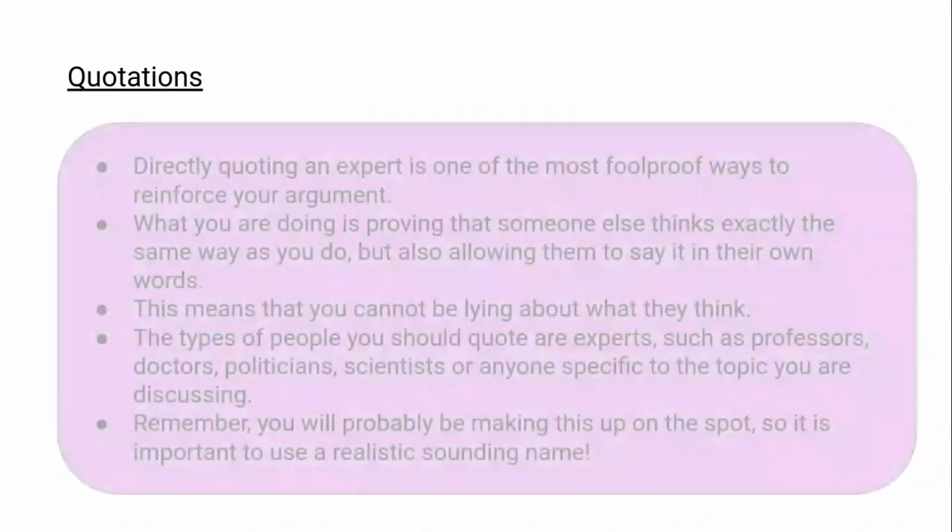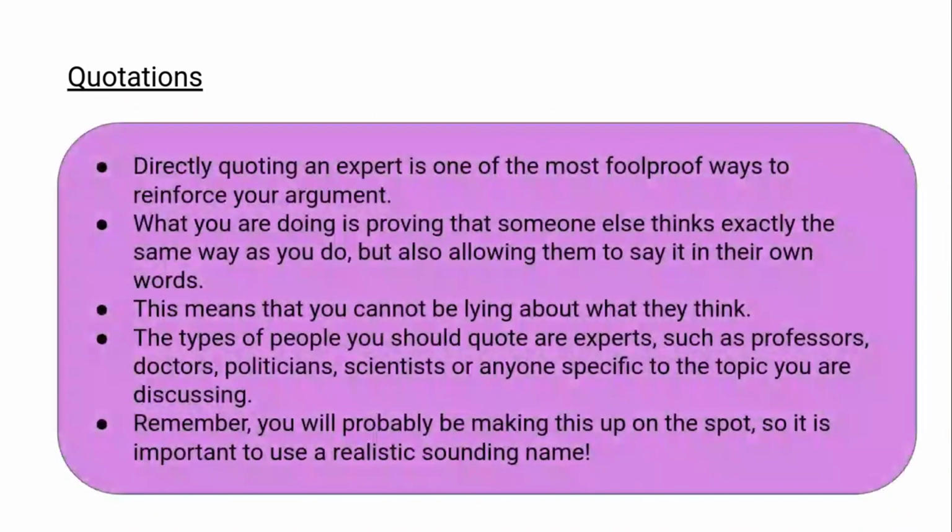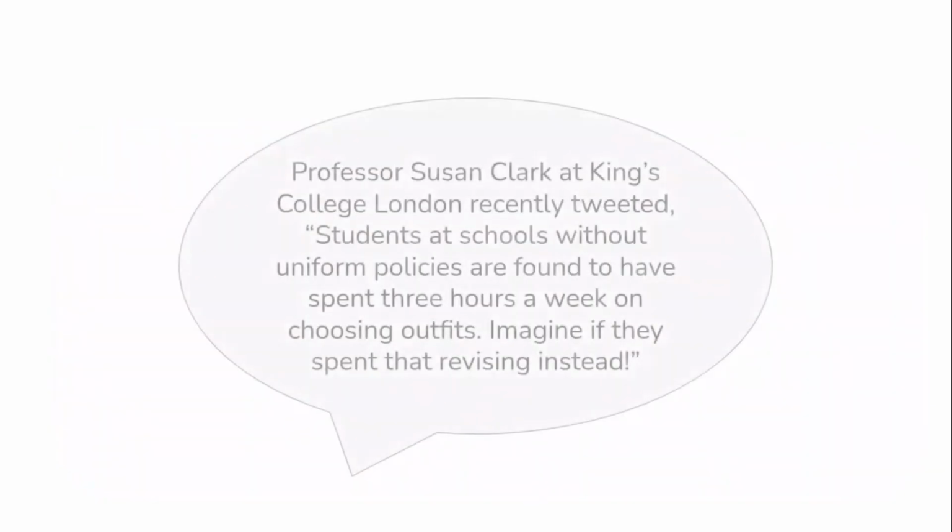Okay, next, quotations. Directly quoting an expert is one of the most foolproof ways to reinforce your argument. What you're doing is proving that someone else thinks exactly the same way as you do, but also allowing them to say it in their own words. This means that you cannot be lying about what they think. The types of people you should quote are experts, such as professors, doctors, politicians, arguably, scientists, or anyone specific to the topic you're discussing. Remember, you will probably be making this up on the spot, so it's important to use a realistic sounding name. Again, you're not going to have memorized these quotes, so you're going to be making them up. Let's look at my example.